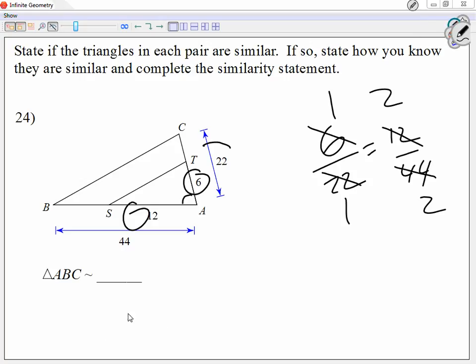So I'm going to complete it by side angle side. I'm going to say ABC is similar to AST by side angle side. Notice my sides, I made sure they were proportional. And remember, I simplified sideways.